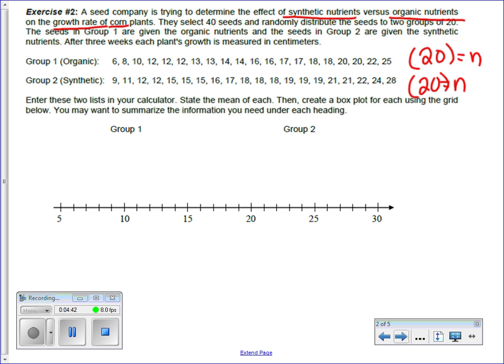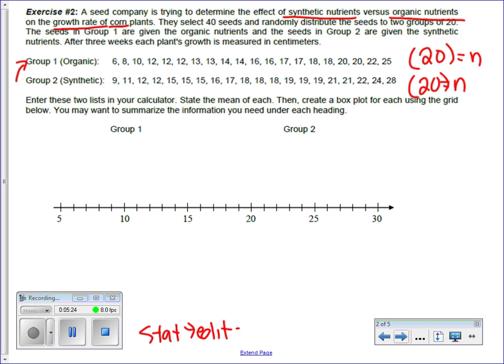So we look and we see group 1, we see group 2. And right now it looks like it's in numerical order. They organize the data in numerical order. So it says enter these two lists into your calculator, state the mean of each, and then create a box plot or a box and whisker plot for each using the grid below. You may want to summarize the information you need under each heading. So for group 1, I want to know the mean and I want to know all the box and whisker plot information. I can do all of that by, if you recall, going to stat edit.